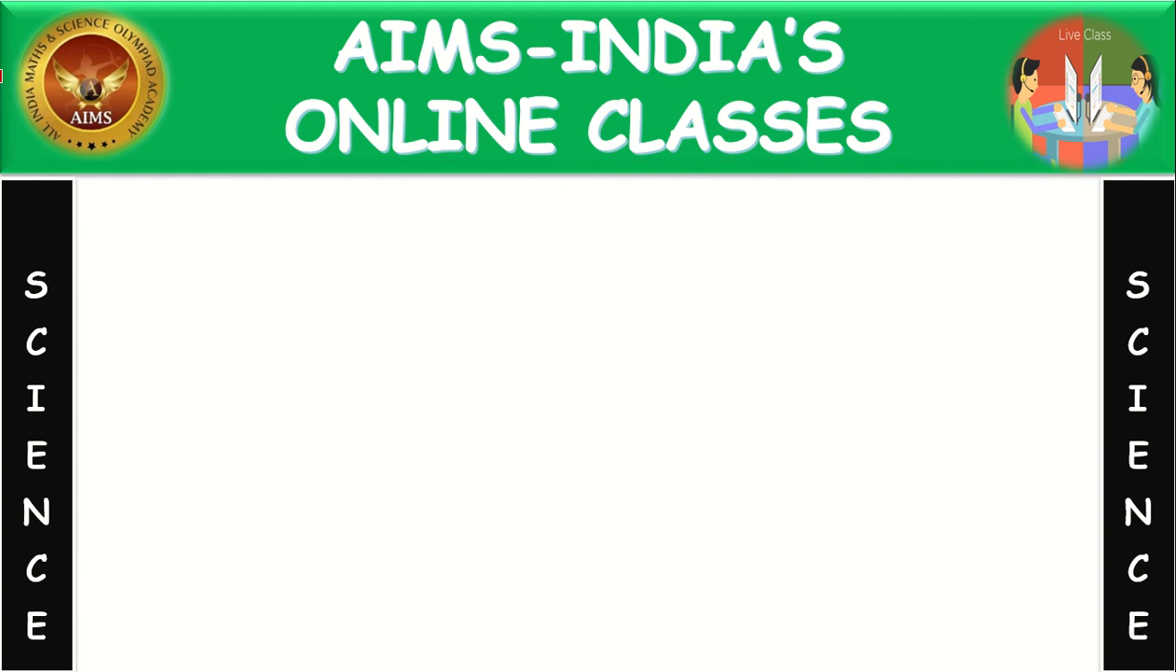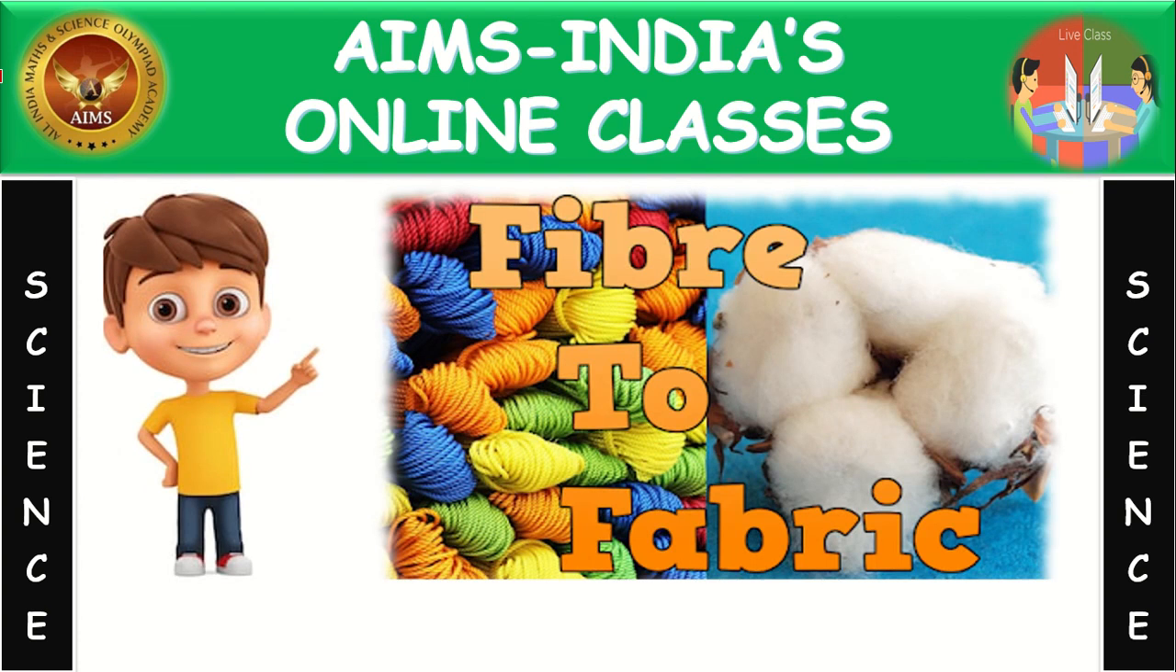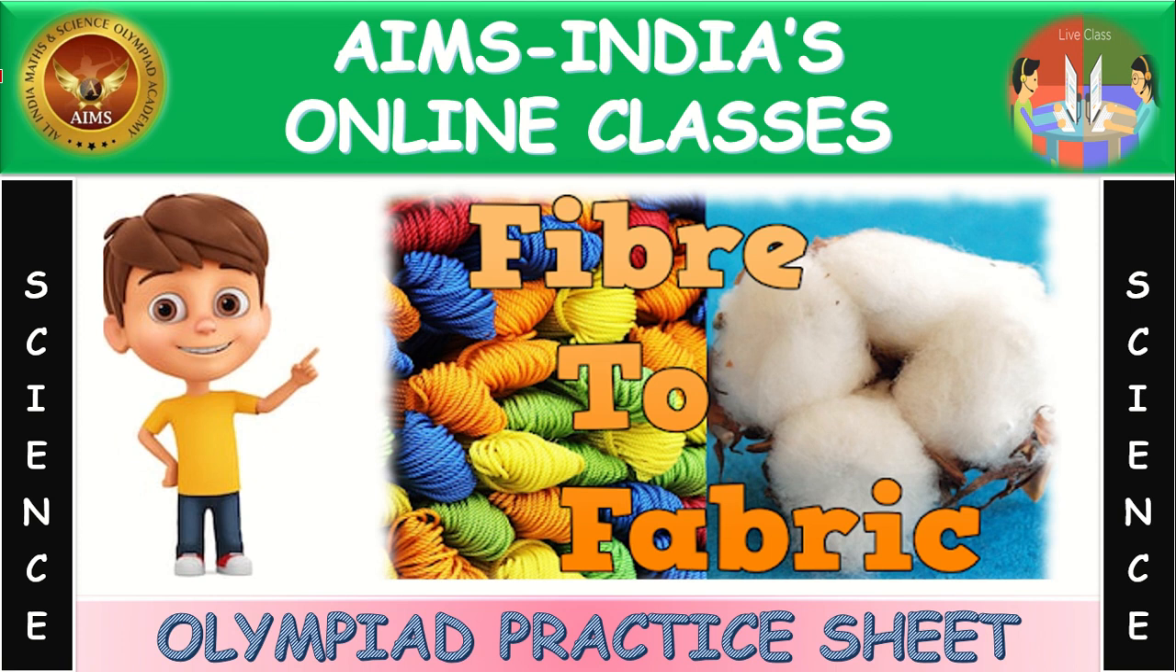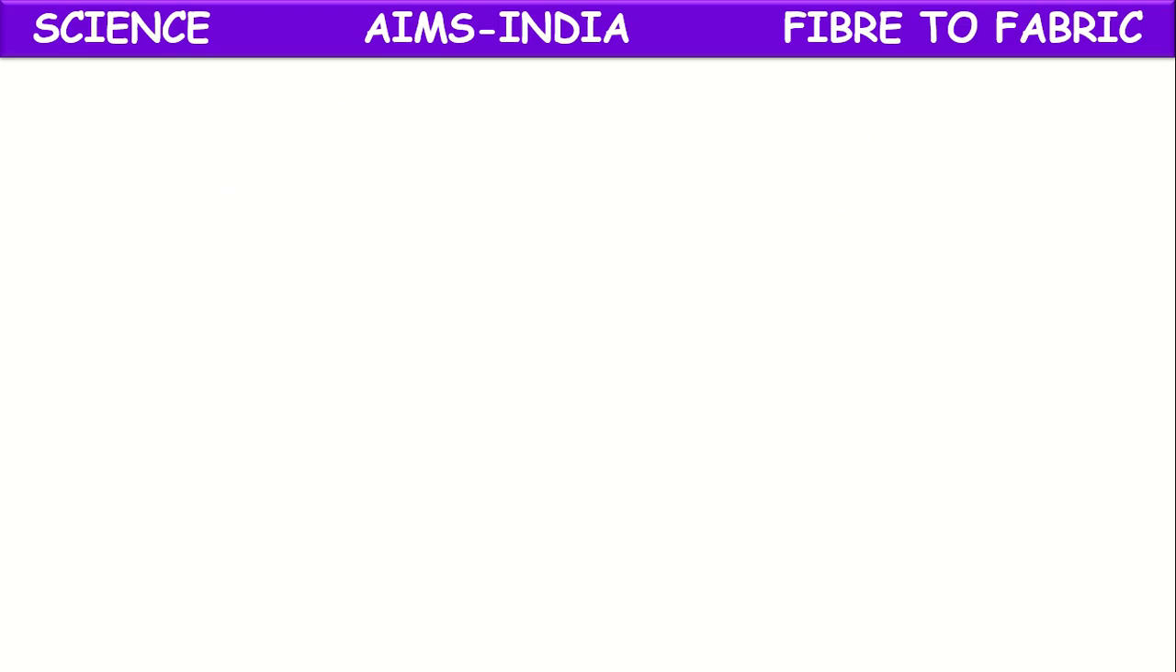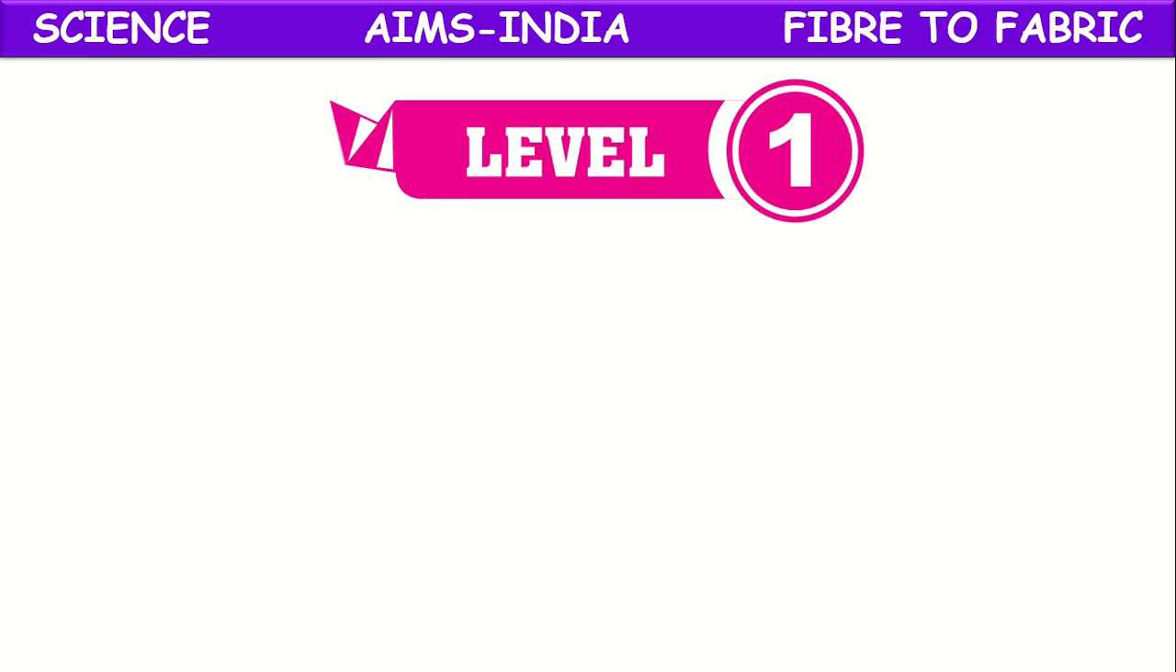This science session, we are discussing the chapter Fiber to Fabric. In the earlier sessions we have seen different kinds of fibers, natural and artificial fibers, and how these fibers are converted into fabric through different procedures. On the concepts which we have learned, now we are going to see the Olympiad practice sheet. First, let us go through the level 1 questions on this chapter.